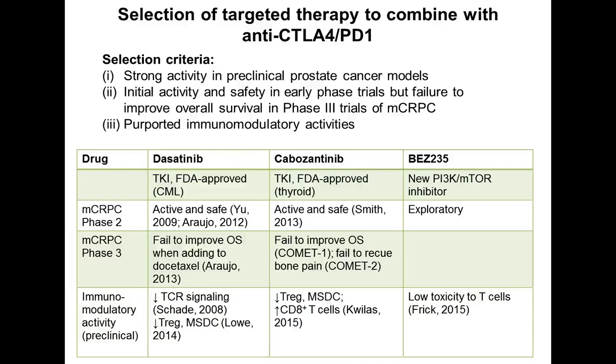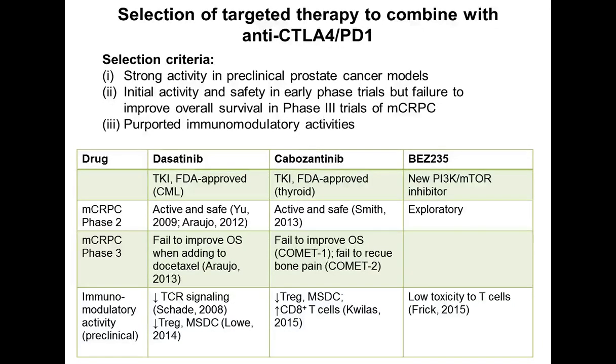So both of these TKIs are FDA approved for treating other cancer types, but they were investigated extensively in prostate cancer and went through phase 1, 2, 3 trials. However, they failed the phase 3 trial because they could not improve the overall survival of prostate cancer patients with CRPC. Nevertheless, these drugs proved to be active in regulating immune cells such as T cells as well as MDSCs. So they have this immune modulatory activity.